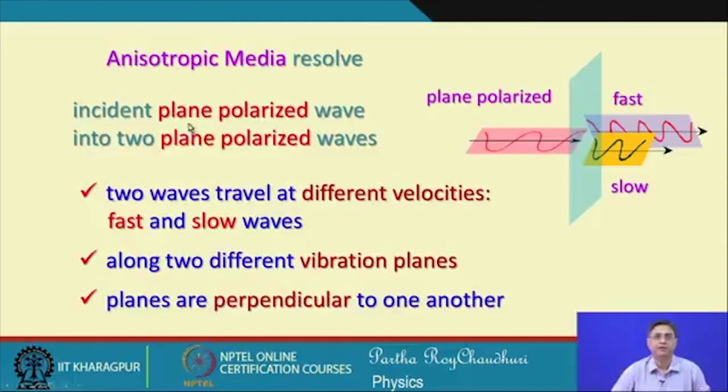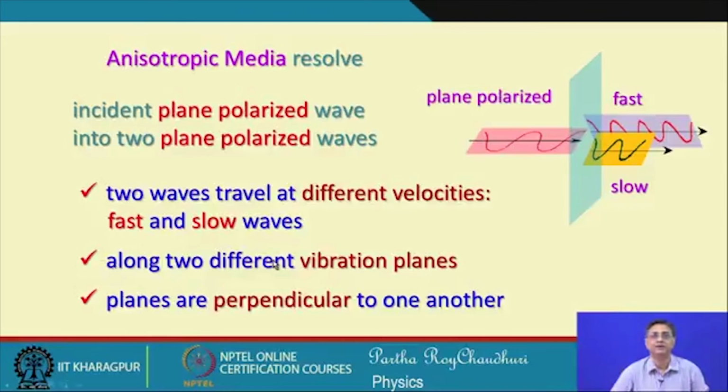So, in an anisotropic medium, incident plane polarized light will decompose into two plane polarized light. Let us suppose that you have an incident plane polarized light; this will emerge from the medium in two mutually orthogonal directions, and in general the two waves travel at different velocities. The one which is faster will be called the fast wave, and the one which is slower will be the slow wave. Because they travel with different velocities, they will develop a phase difference, and this phase difference will be utilized to construct devices.